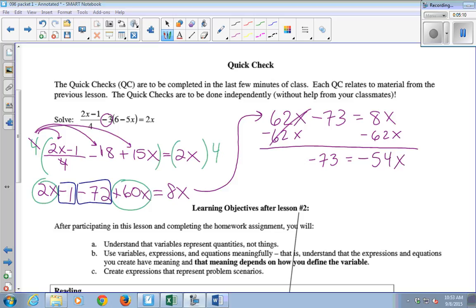To isolate this x, it has a coefficient of negative 54. This says negative 54 times x. To undo multiplication, I divide. Divide by negative 54. Okay, so the negative 54's cancel. On the right, I'm left with an x. And on the left, I have a negative over a negative, so the answer becomes positive 73 over 54, which they don't have any common factors, so that fraction can't be reduced. So you just circle that as your answer.